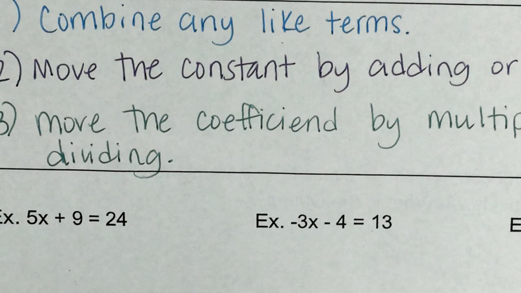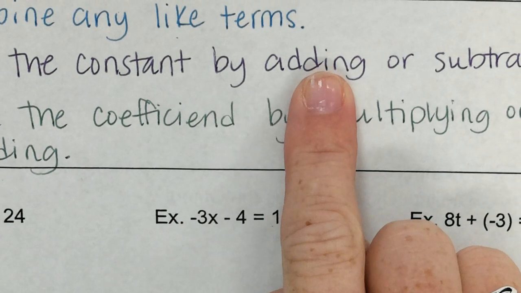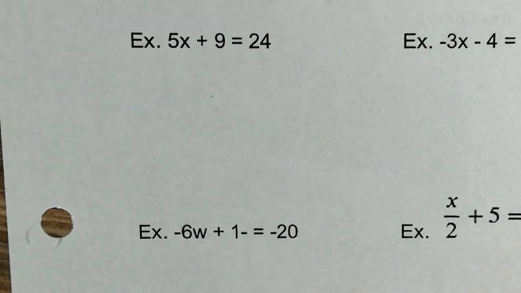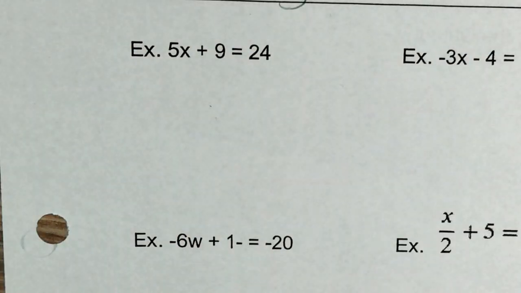Now we're going to move the constant. Who remembers what a constant is? It's a number by itself. It's a number that doesn't have a variable. You're going to move it by adding or subtracting. Now, this is the part that confuses people. They always see the sign plus and they think they need to do the opposite, which is minus. And that is true 90% of the time.